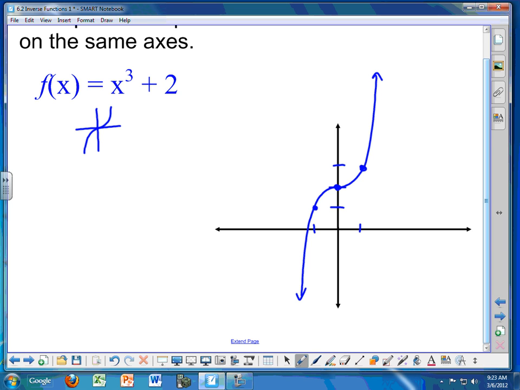Using our concept of reflection over the y equals x line, which is here now, I see already that my graph has crossed the y equals x line down here. So that means my inverse function should do so as well. This point here, which is 0, 2, should transform to 2, 0. And this point, which is the point 1, 3, should transform to 3, 1. This is probably the most difficult. That's negative 1, 1. That'll transform over to 1, negative 1. So reversing the ordered pairs gives us 1, negative 1 here.